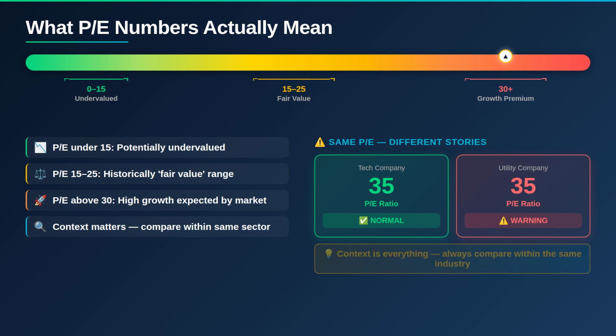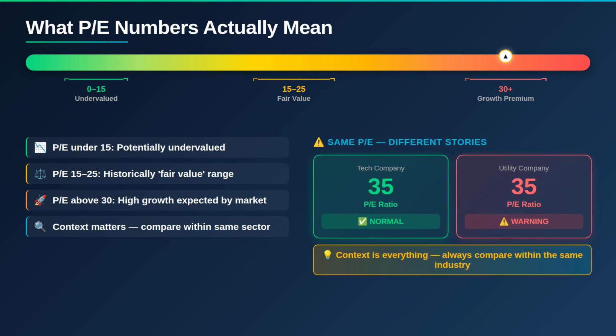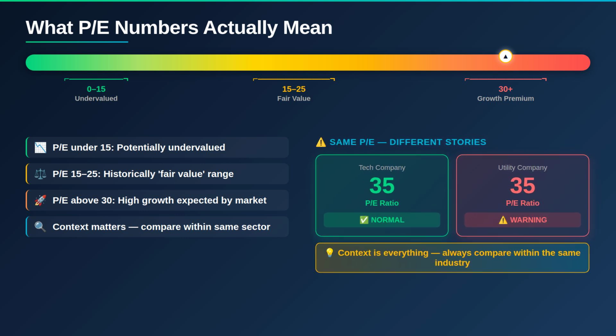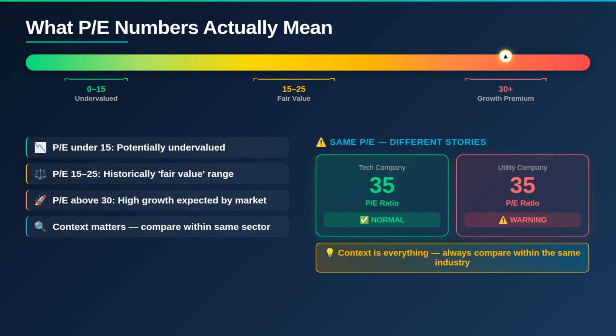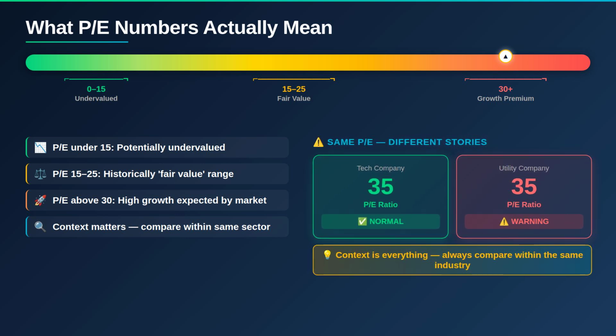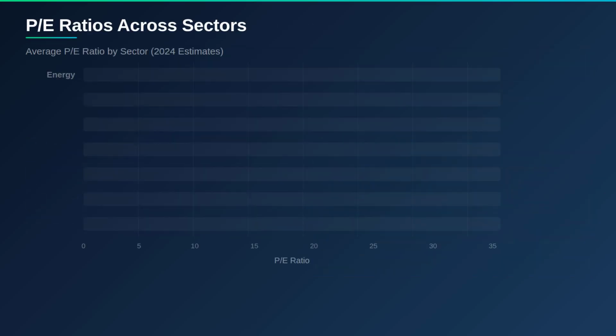But here's what Marcus learned the hard way. Always compare PE ratios within the same industry. A PE of 35 is normal for a high-growth tech company, but alarming for a slow-growth utility company. Context is everything. This is the chart that truly opened Marcus's eyes.